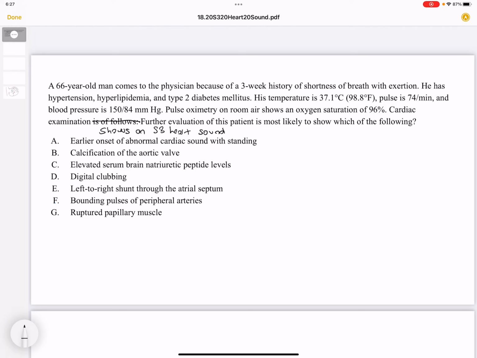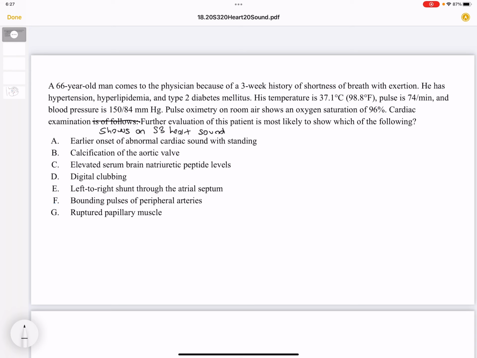A 66-year-old man comes to the physician because of a 3-week history of shortness of breath with exertion. He has hypertension, hyperlipidemia, and type 2 diabetes. His temperature is 37.1 Celsius, pulse is 74, and blood pressure is 150/84. Pulse oximetry on room air shows an oxygen saturation of 96%.